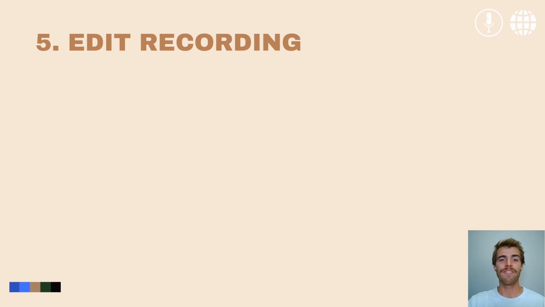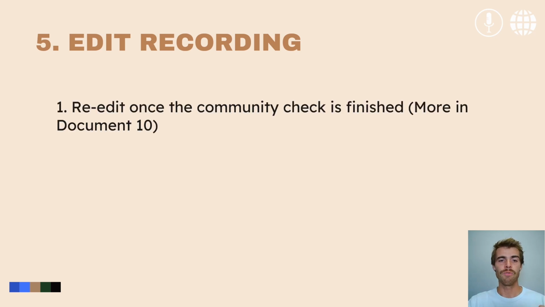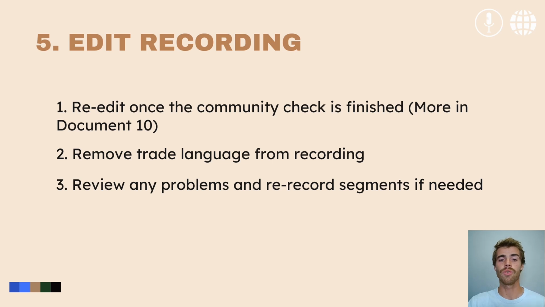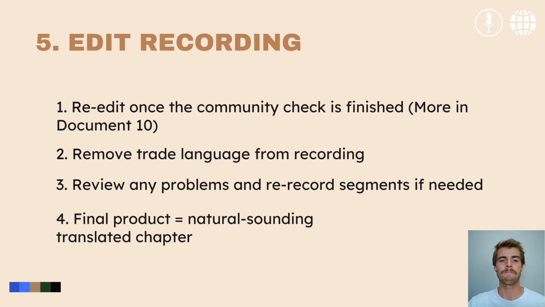Next is step number 5, which is where we edit the recording for the second time. We re-edit once the community check is finished. More on this in document 10. Up until this point, the translation has been bilingual, but at this point we're going to remove the trade language, leaving only the mother tongue portion. The translation team will review any problems and re-record any segments if needed, leaving the final product, which is a natural sounding translated chapter.